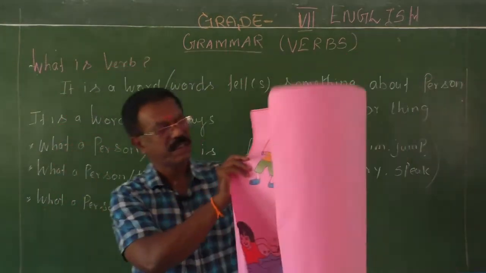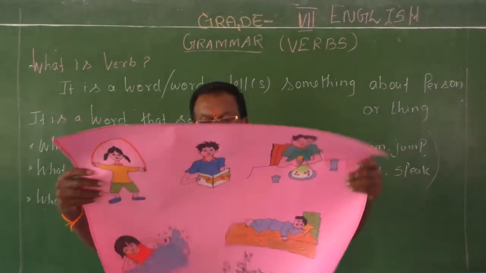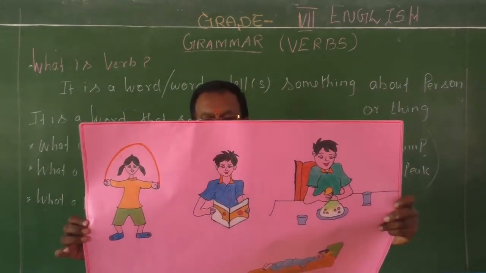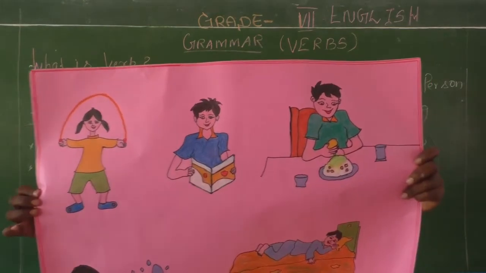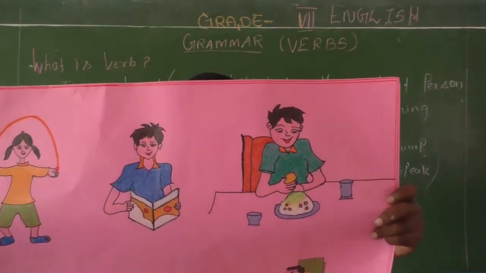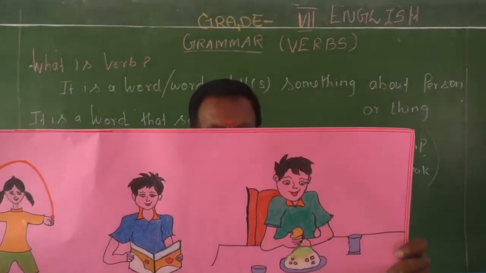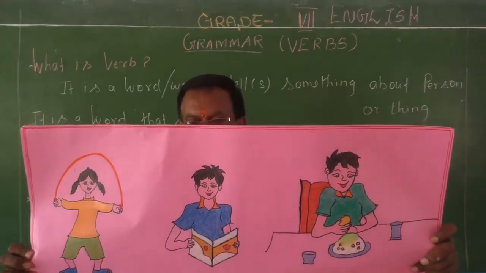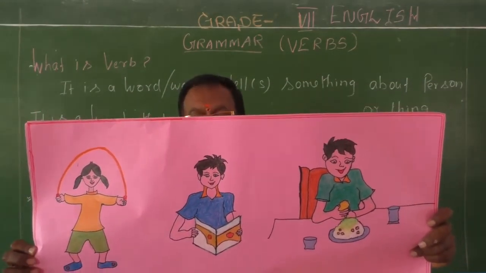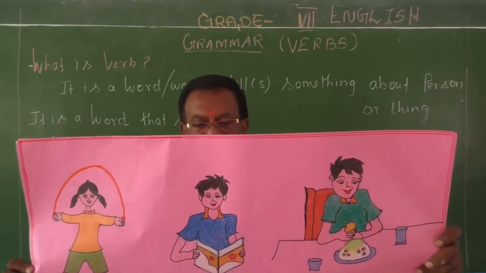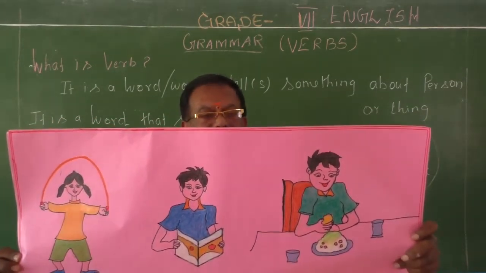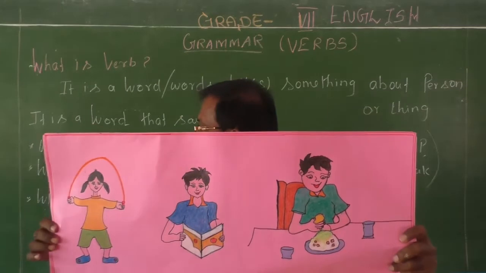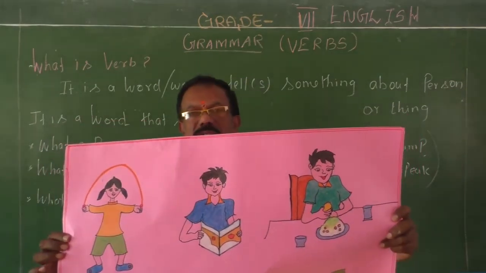Now look at this picture. See, a girl skips. A girl is doing skipping. What does he do? He is reading. He reads a book. What does the man or the boy do? He eats. So, in the first picture, a girl skips. It is work done. Second, in the picture, a boy reads. The work done by him and the work performed by him. The third, he eats. So the third important function is what a person or thing does.